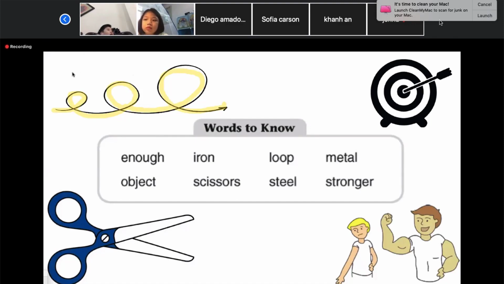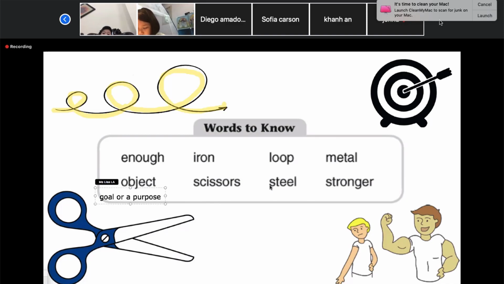Object. An object can be a thing, but here, when we say the object, we're talking about a goal or a purpose. So the object of writing an explanatory paragraph is to explain to people what something is. And that's going to become more clear in the story that we're going to read.